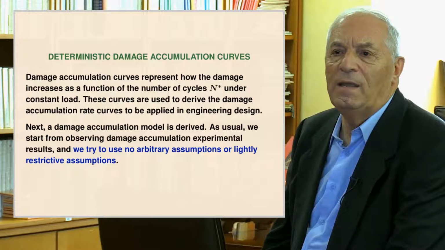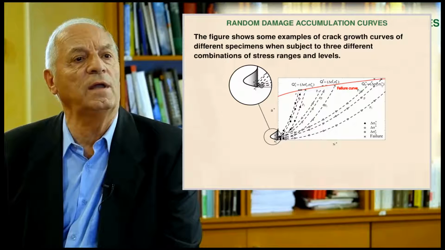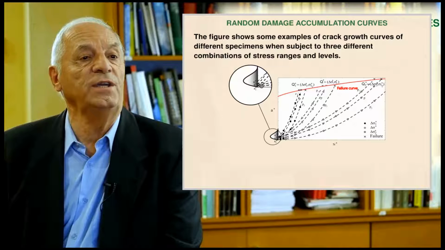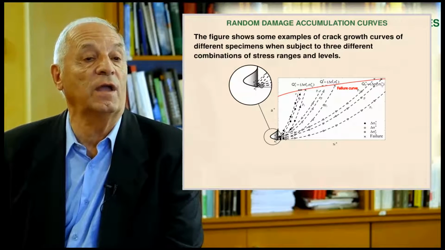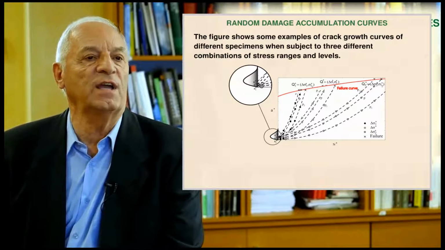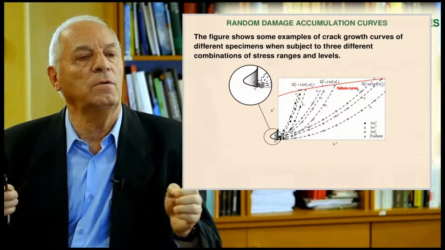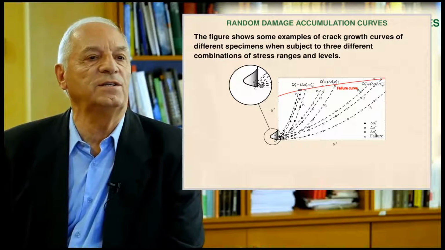As usual, we start from observing damage accumulation experimental results, and we try to use no arbitrary assumptions or only lightly restrictive assumptions. Let me now explain how to use functional equations to calculate the damage curve of a fatigue model. In this case, we want to know how the size of the crack increases with the number of cycles. I subject a piece to a cyclic load, and then I want to know how the crack size increases with the number of cycles.